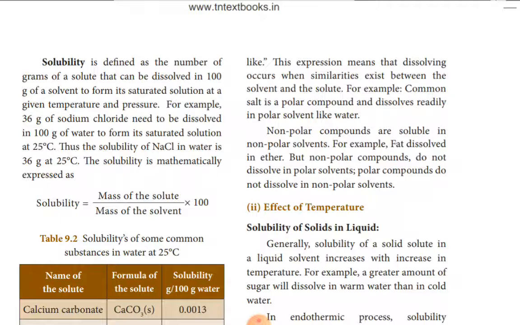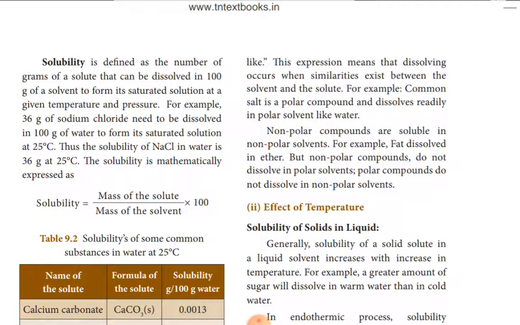For example, this expression means dissolving occurs when similarity exists between solid and solvent. This is the meaning. If there is a similarity between solid and solvent, if the solid and solvent have the same polarity, then dissolution occurs.